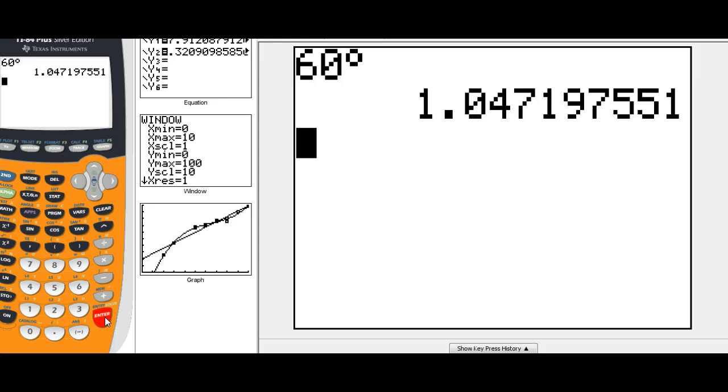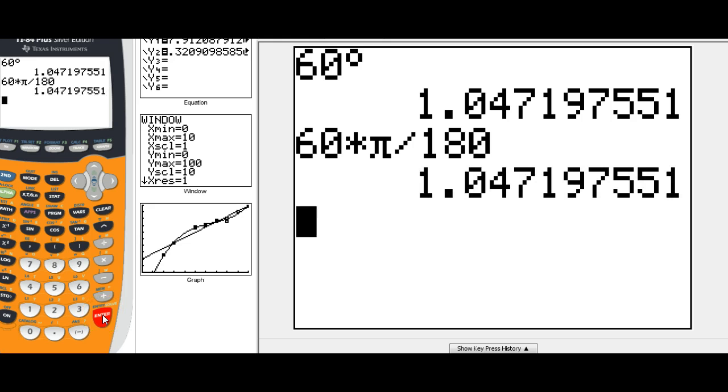Now if we tried it the other way, if we went 60 times pi divided by 180, we should get the same thing. Okay, so the calculator can do it automatically for you. If you turn the page to page 363, we can convert degrees to radians as an exact value. It's just simply a multiple fraction of pi.